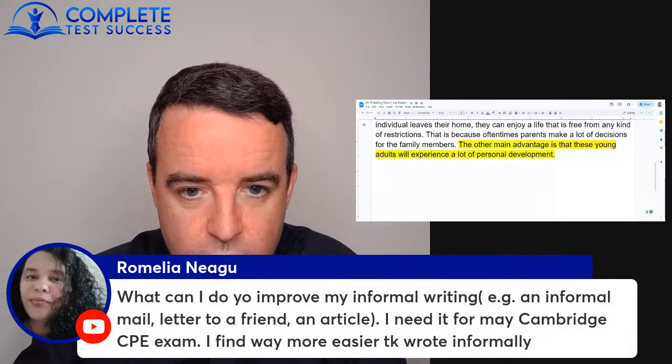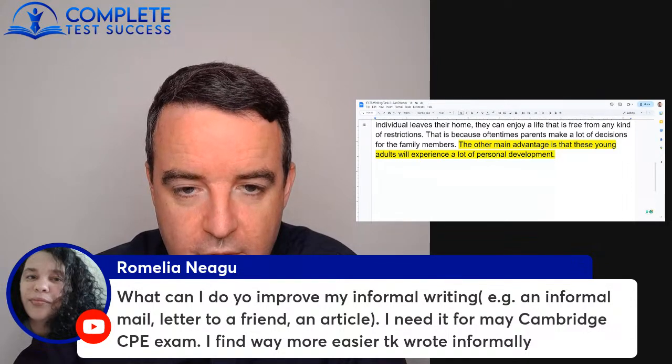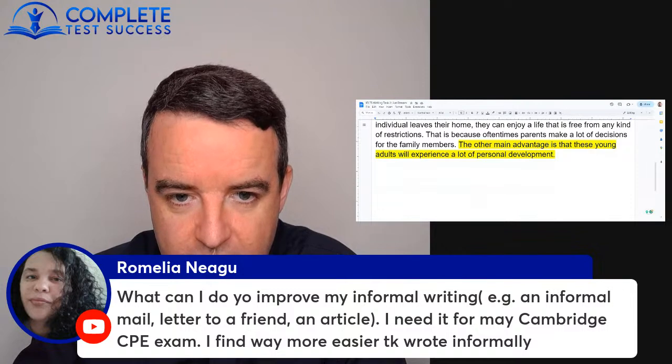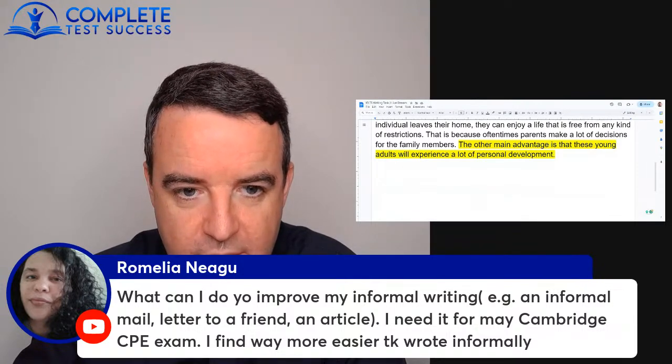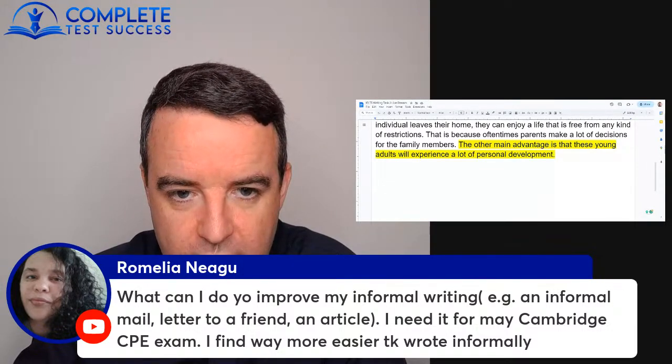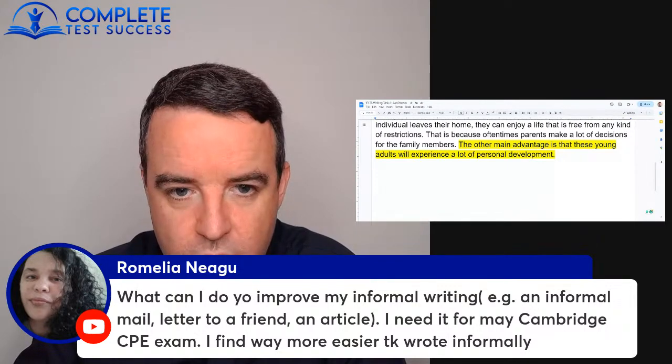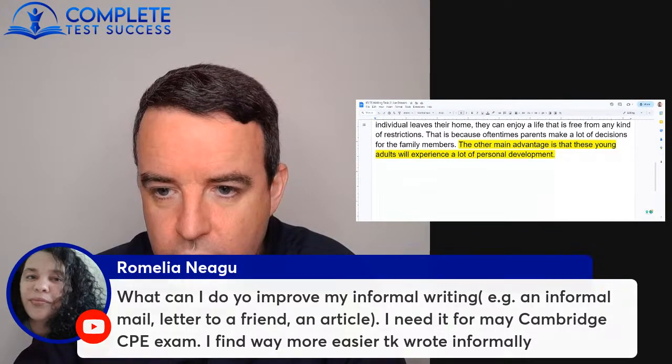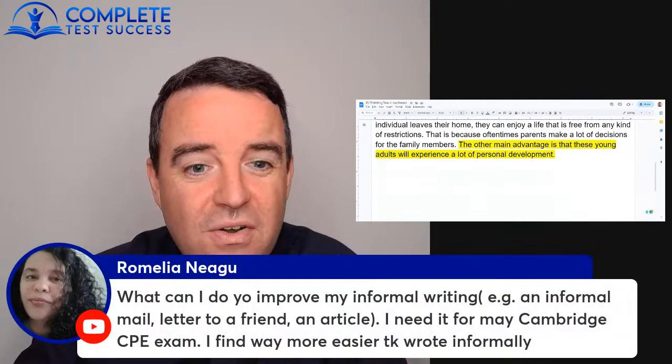Ramalia, what can I do to improve my informal writing? For example, an informal mail, letter to a friend, an article. I need it for my Cambridge CPE exam. I find it way easier to write informally. Formally, you need to learn the type of language.